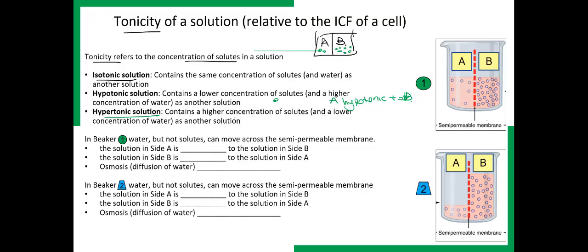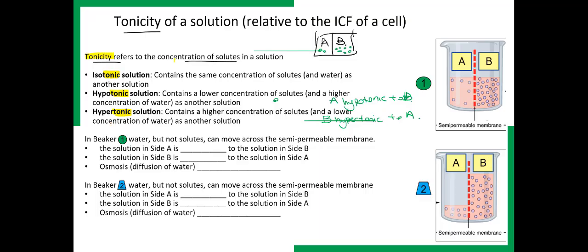Hypertonic means that there's a higher concentration of solutes compared to another solution. So when we compare side A and B, we will say that side B has more solutes in it. So side B is hypertonic compared to side A. And if you break down the words, you can actually figure out what they mean. Each of these terms has the suffix tonic in it, right?